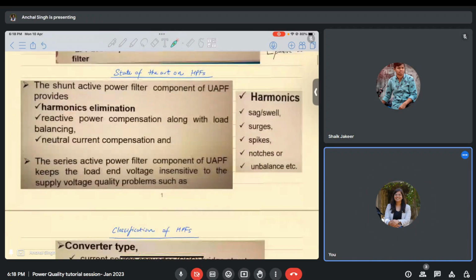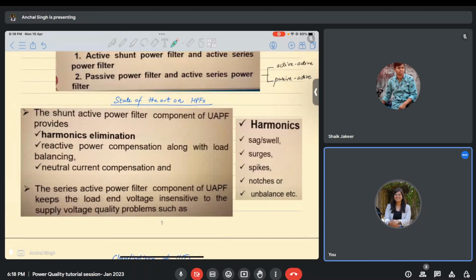Okay. Now let us discuss the state of the art on hybrid power filters. Currently, if you look in the market in the category of hybrid power filters, they are able to provide us harmonic elimination. They are able to give us reactive power compensation along with load balancing. They are able to compensate the neutral current in the three-phase four-wire system.